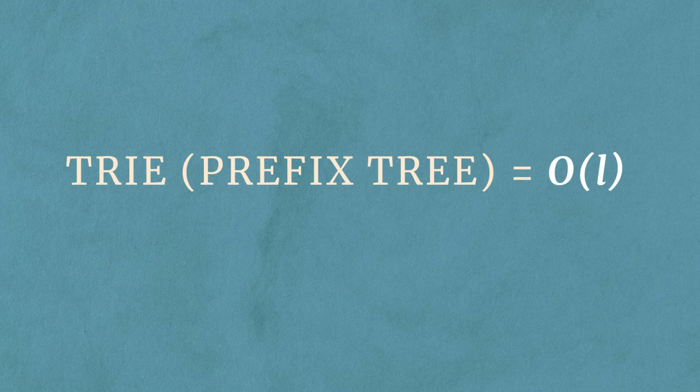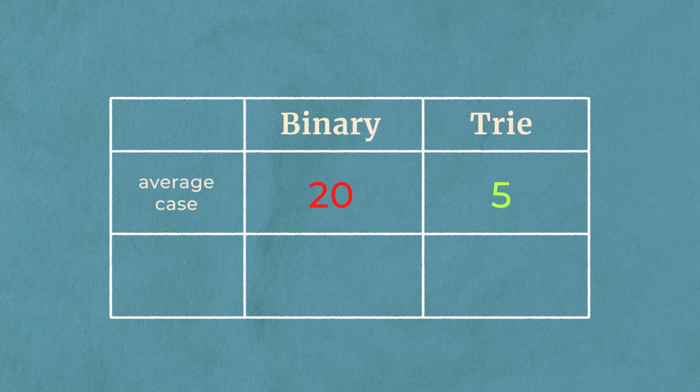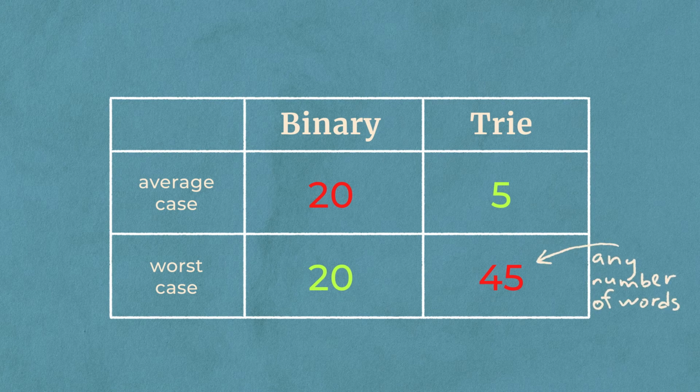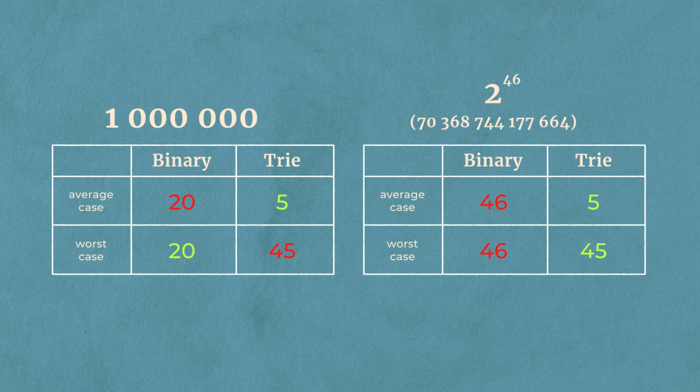In terms of time complexity, we write O of L, where L is the word's length. This is a good example of an algorithm, which on average is better than binary search, but in the worst case, binary wins. Also, a trie can handle any number of words, so no matter how many of them you have in the dictionary, you will always find your word in 45 steps. This means that if there are more than 2 to the power of 46 words in the dictionary, a prefix tree will outperform binary search even in the worst case.